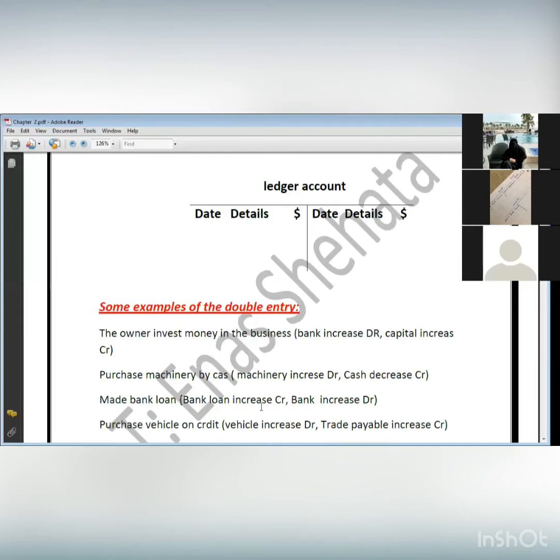Now, this bank loan, I took this money, I put it where? You have to think that you have two things that will be affected from one transaction. I took the bank loan, I put this money in my bank. So what will happen to your bank? Your bank will increase, so it will be debit. As we said up, when bank increases, it will be debit.